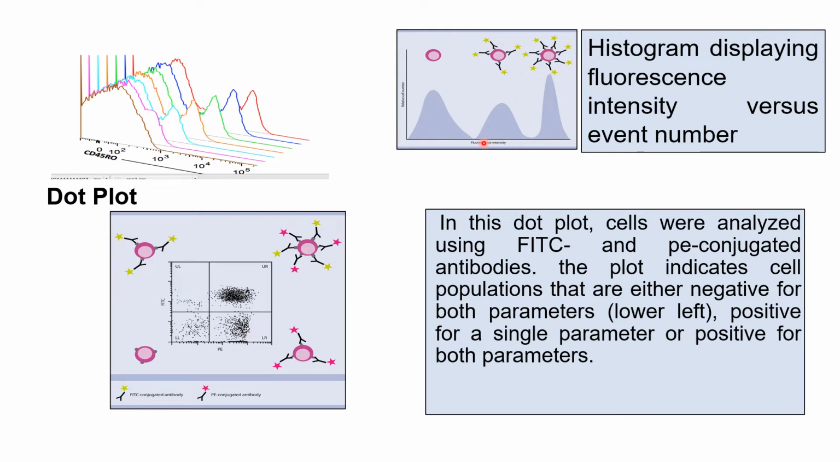Now, dot plot. A dot plot allows the visualization of two optical parameters in one graph. Hence, it is a bivariate plot. For example, in this dot plot, cells were analyzed using fluorescent conjugated antibodies, using FITC. FITC is fluorescein isothiocyanate. This fluorescein isothiocyanate is a derivative of fluorescein. Hence, the plot indicates cell populations that are either negative for both the parameters, or positive for a single parameter, or positive for both the parameters.